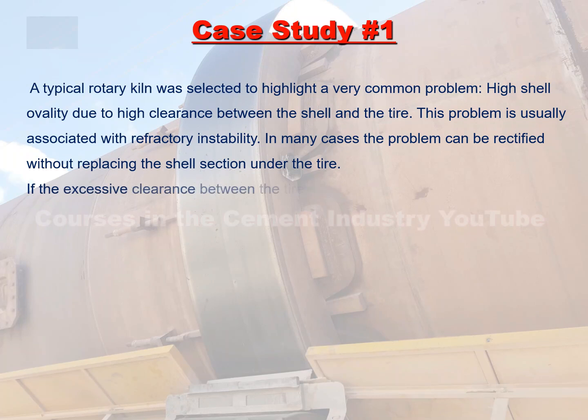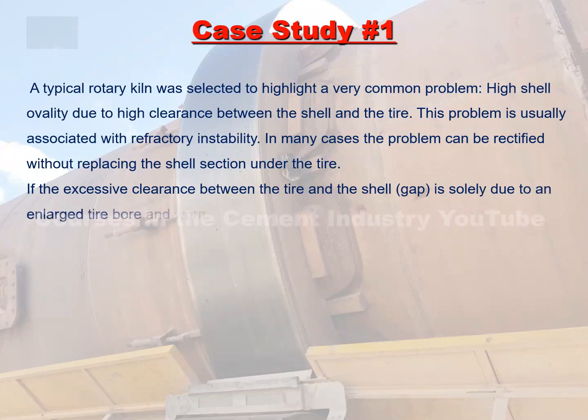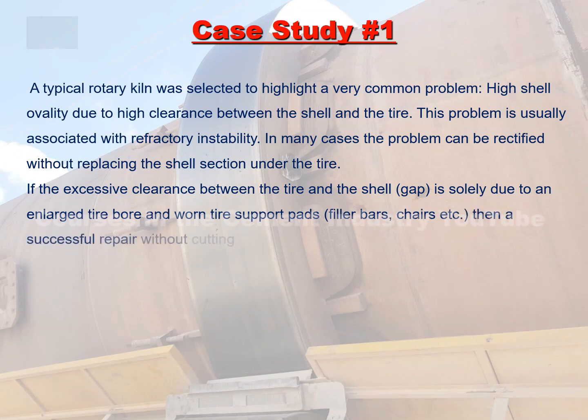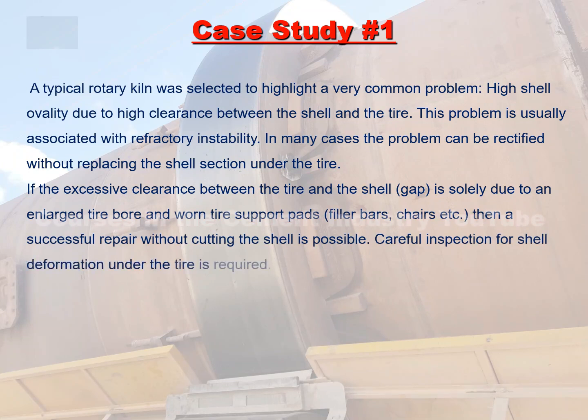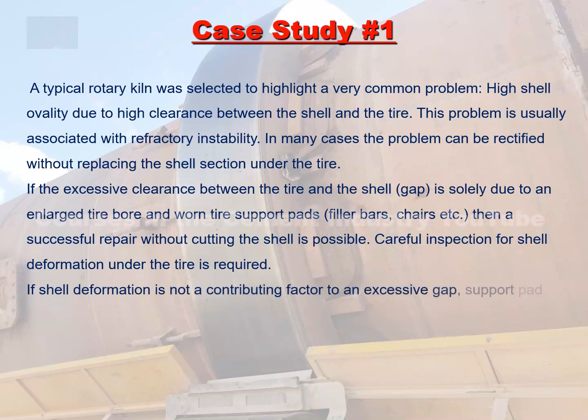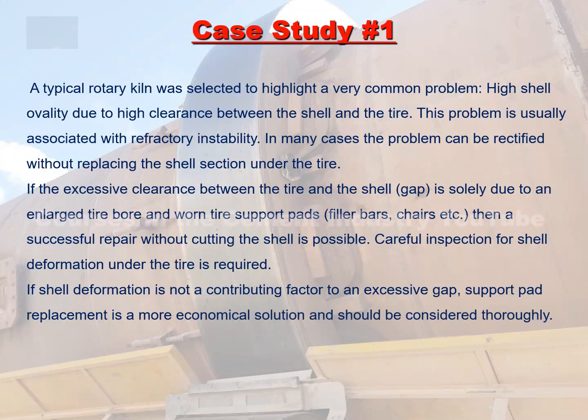If the excessive clearance between the tire and the shell gap is solely due to an enlarged tire bore, and worn tire support pads, filler bars, chairs etc., then a successful repair, without cutting the shell, is possible. Careful inspection for shell deformation under the tire is required. If shell deformation is not a contributing factor to an excessive gap, support pad replacement is a more economical solution, and should be considered thoroughly. Many rotary kilns have been successfully restored in this manner.